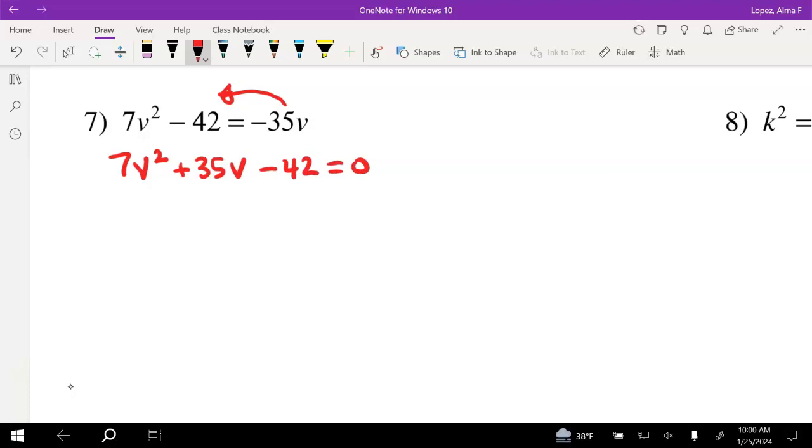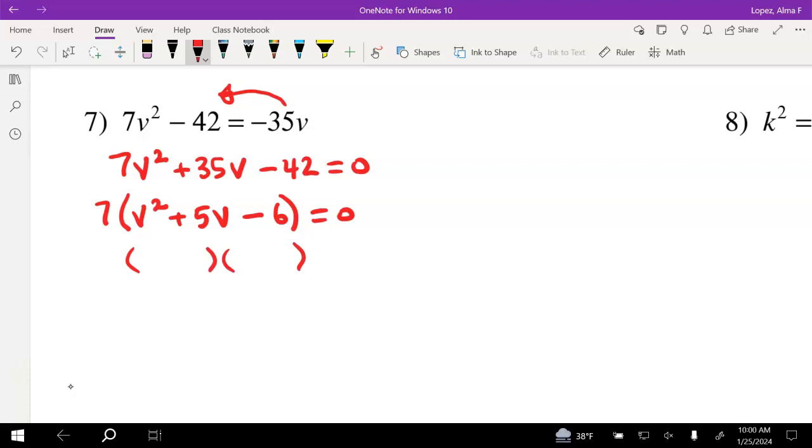Now, I happen to look at it. It's not a type 1, or is it? Well, the 7, 35, and 42 all have a factor of 7 in common. So I'm going to factor out the 7 in the entire trinomial. It's going to leave behind a v squared, a plus 5v, and a minus 6. It is a type 1 trinomial, which means I'm going to be able to build the two factors immediately.